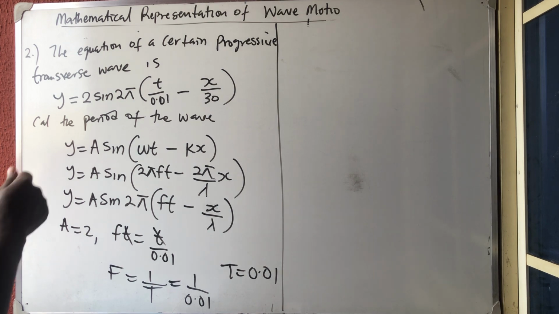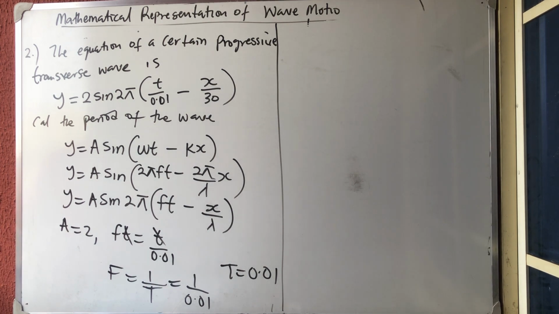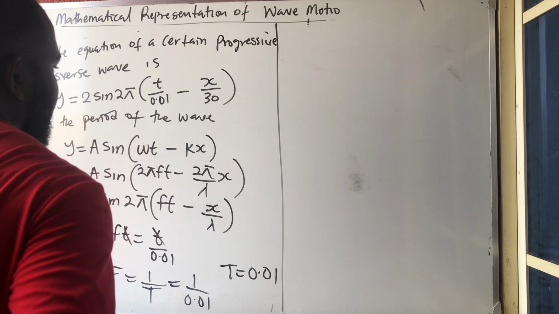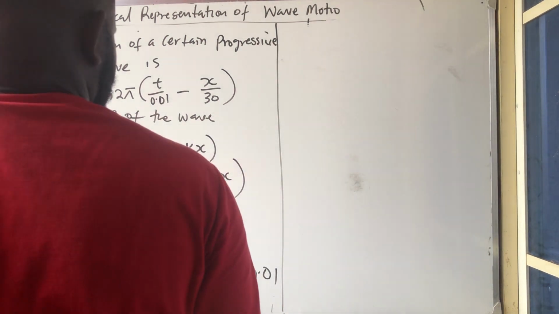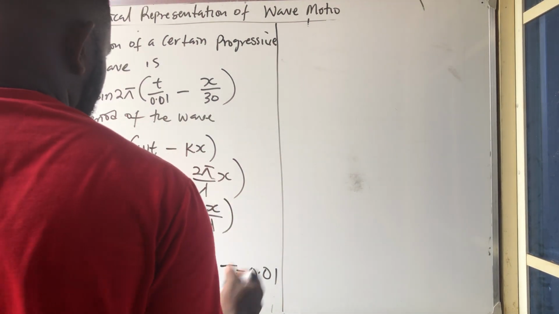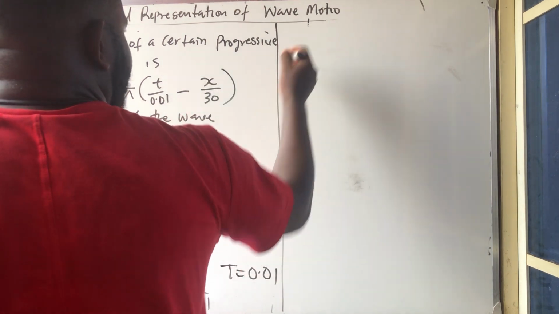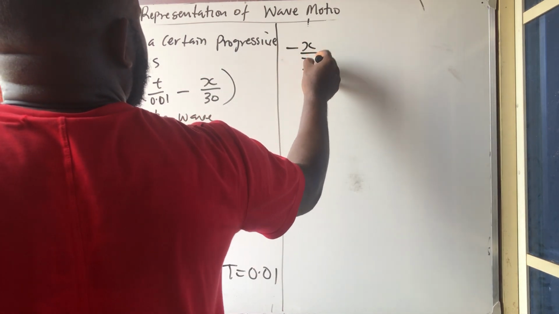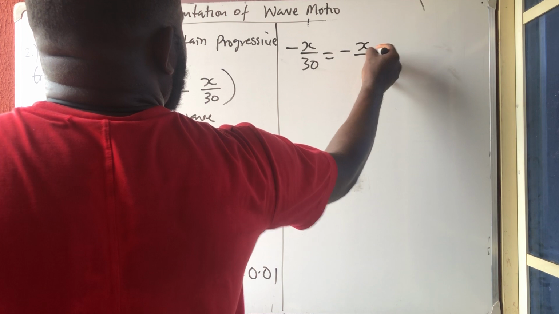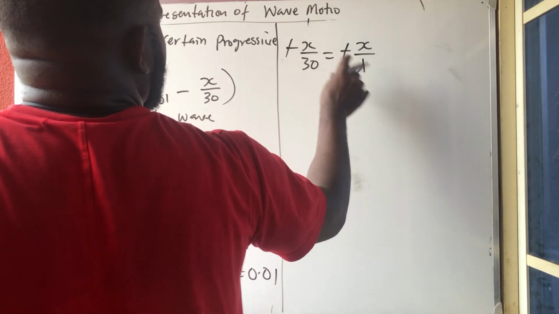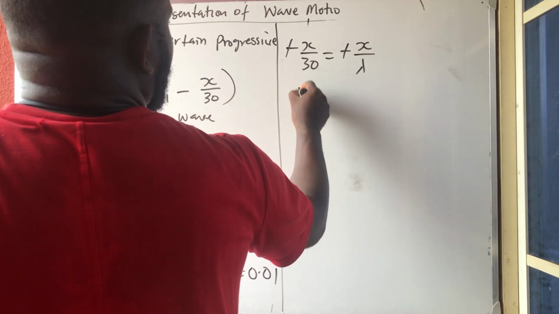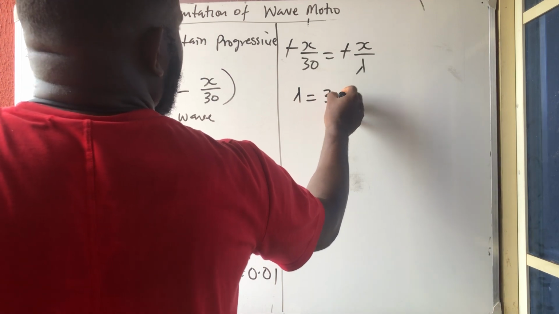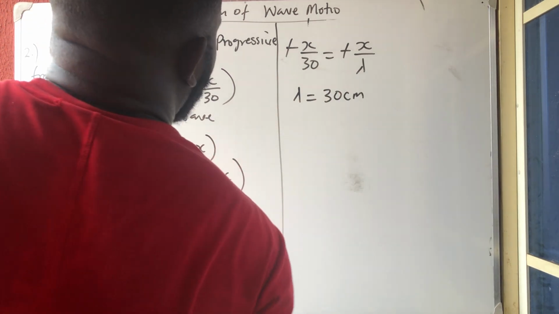But what did they say we should calculate? Oh, the period. The period is 0.01 because f is equal to 1 over this. So let us calculate other things, though they did not ask for them. Calculating other things, I'll have that minus x over 30 is equal to minus x over lambda. So equate these two. Therefore my lambda is equal to 30 cm. You see, I've gotten my lambda.